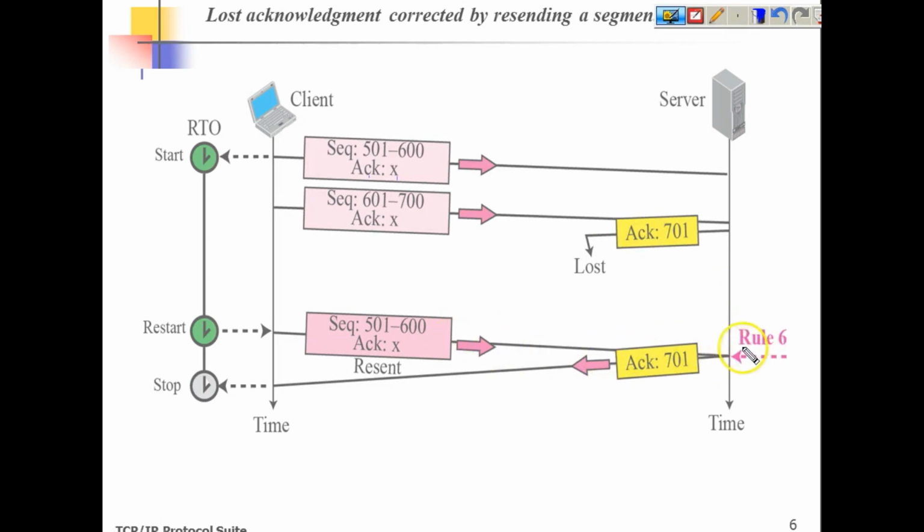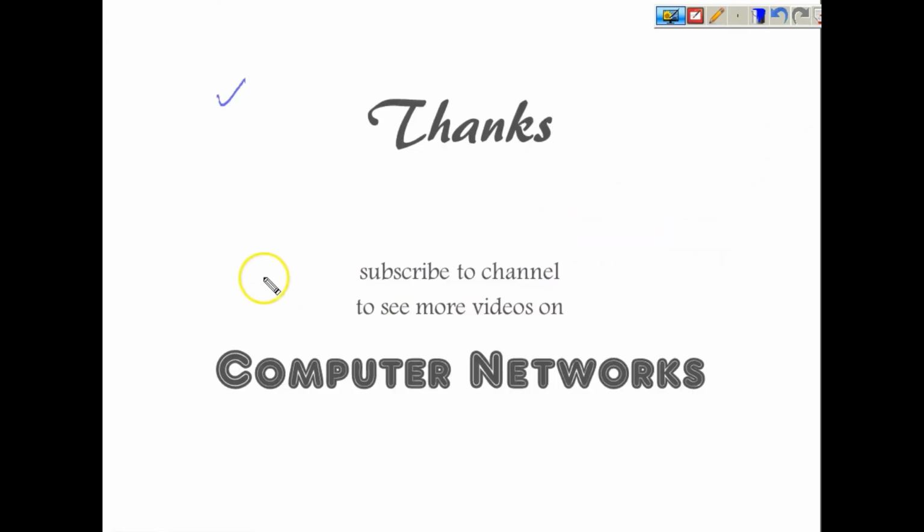So this is rule number 6. Whenever a duplicate packet is received, you have to immediately send an acknowledgement to the sender saying this is what I am expecting, and this duplicate packet will be rejected. So this is how these 6 acknowledgement rules work to make these overall transactions reliable and meaningful. Hope this will help you and you are able to understand transmissions in TCP. Thank you.